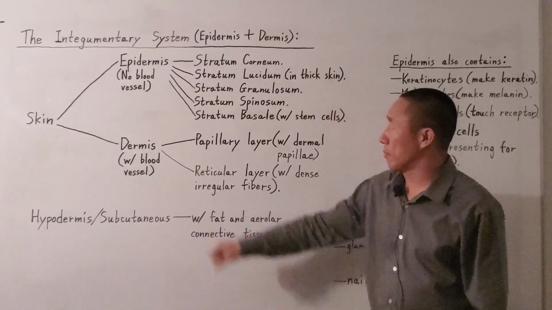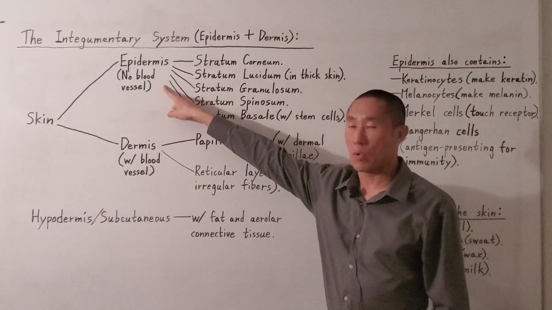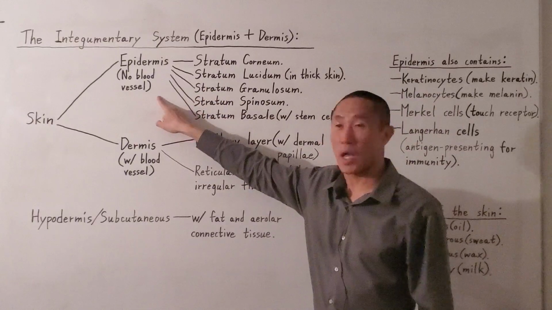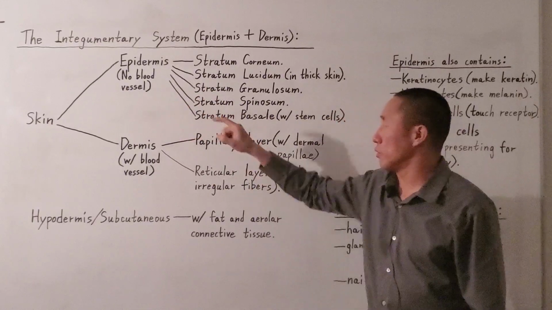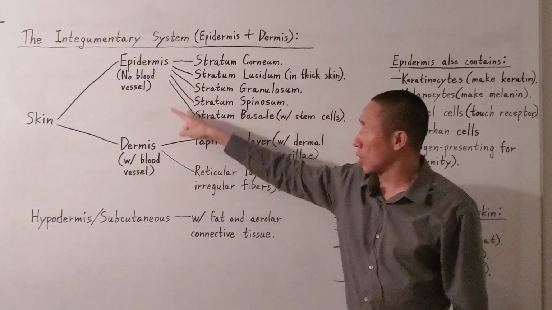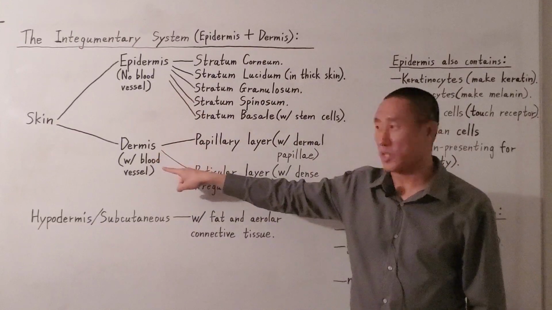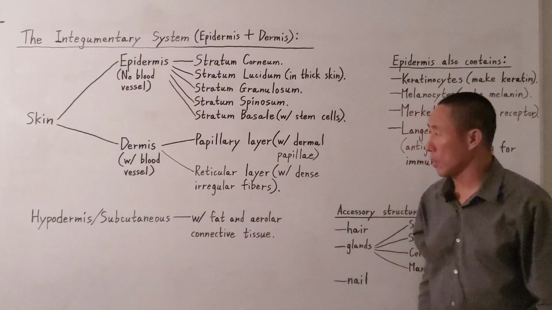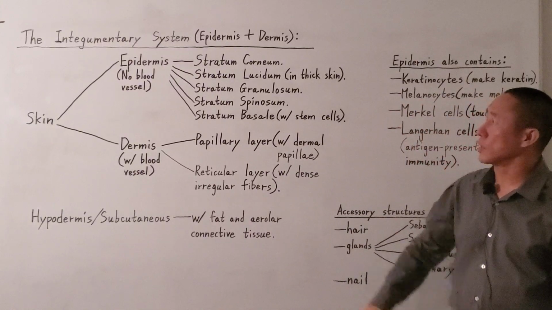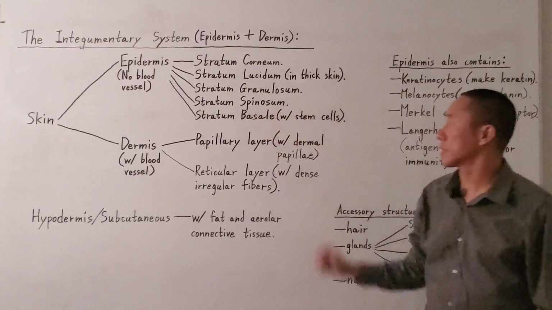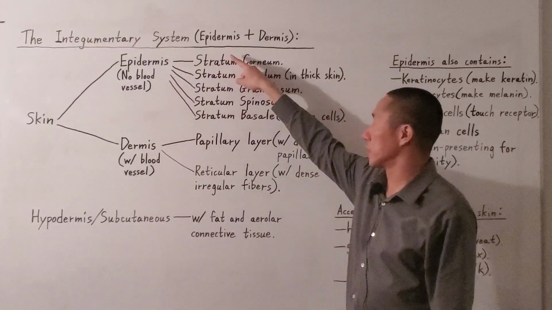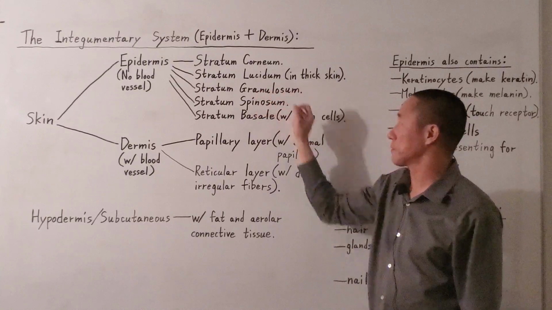Now, the epidermis layer is the outer layer, and as you can see over here, it does not have any blood vessels. If you go deeper than the epidermis, you see the dermis layer, and the dermis layer has blood vessels. Then let's look at the epidermis layer first. The epidermis itself is separated into 5 different layers.